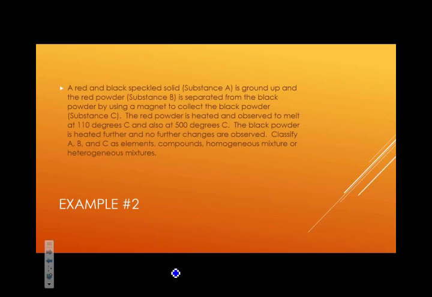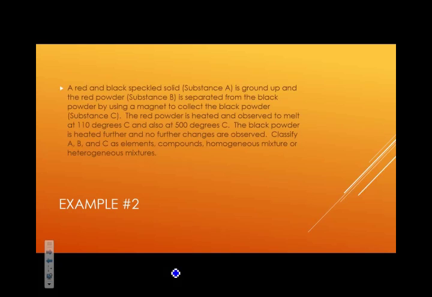Here's our second example. We have a red and black speckled solid, which is substance A, that is ground up, and the red powder, which is substance B, is separated from the black powder by using a magnet to collect the black powder, which is substance C. Whew, a lot of substances. The red powder is heated and observed to melt at 110 degrees Celsius and also at 500 degrees Celsius. The black powder is heated further and no further changes are observed. Classify A, B, and C as elements, compounds, homogeneous mixtures, or heterogeneous mixtures.